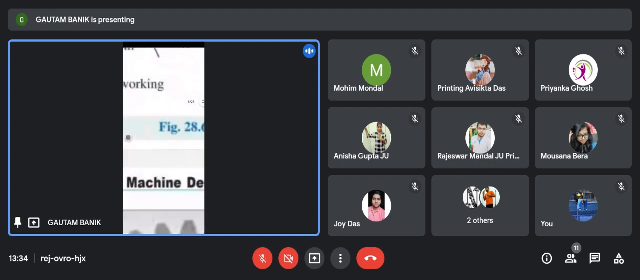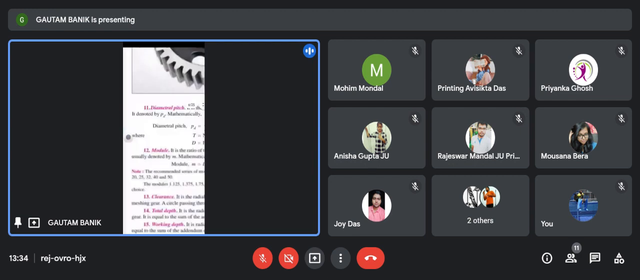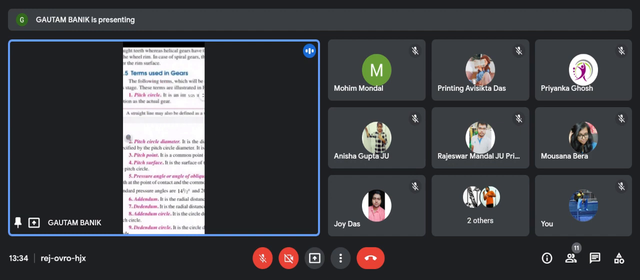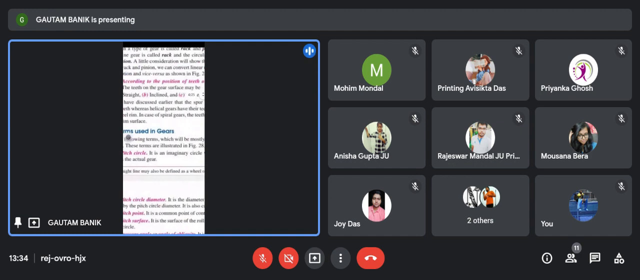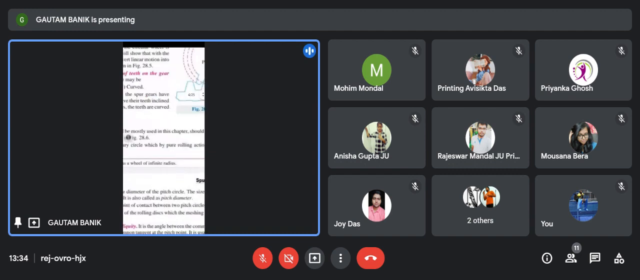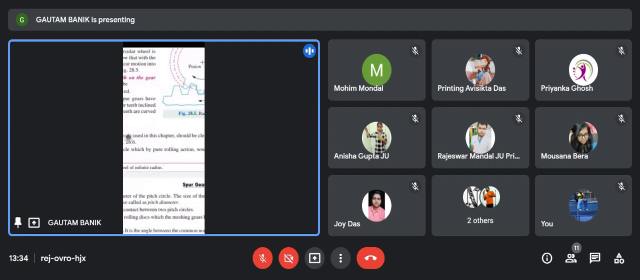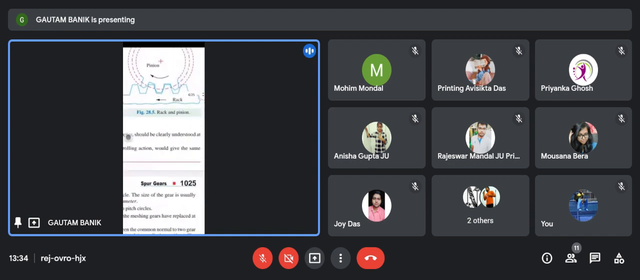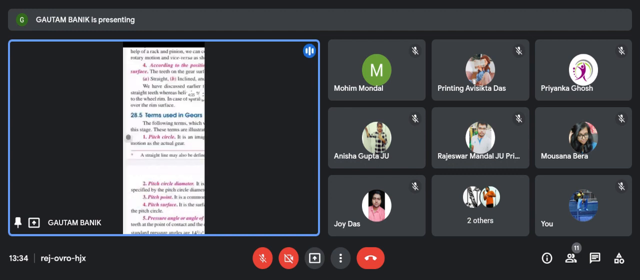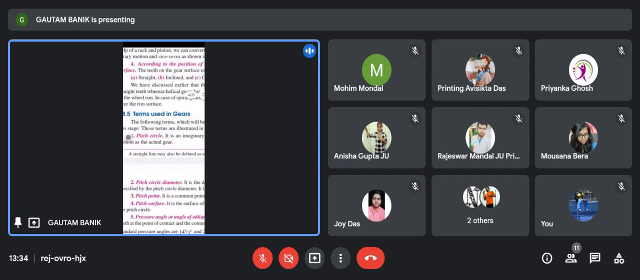Now, come to this position. The terms used in gear terminology. This is actually called gear terminology. Number one is the pitch circle. It is an imaginary circle which, by pure rolling action, would give the same motion as the actual gear. Actually it is an imaginary circle.